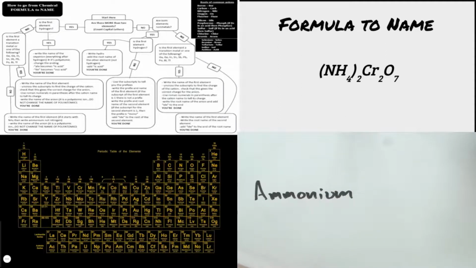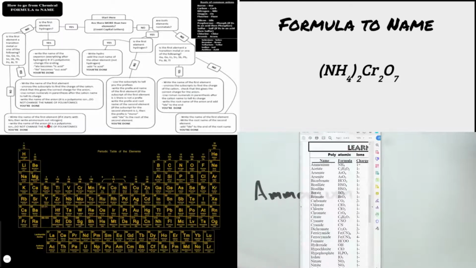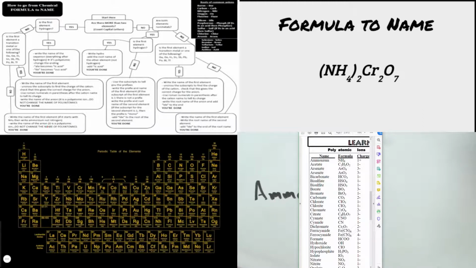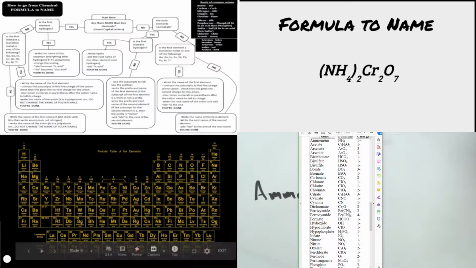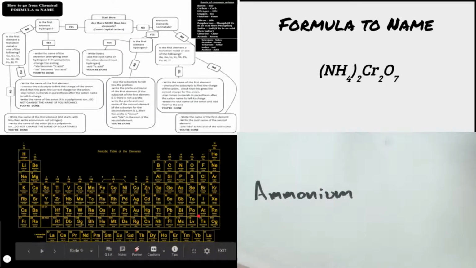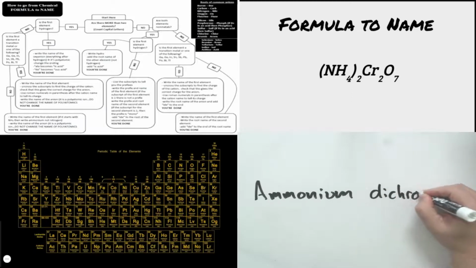All right, and now I need to go back over here, and I've written the name. I wrote ammonium. Now I need to write the name of the anion. So let's pull up our polyatomic ion list again, and let's find this Cr2O7. So I scroll down, and I find Cr2O7 is dichromate. Okay, so dichromate is the name of my anion. So I have ammonium dichromate, and that's it.